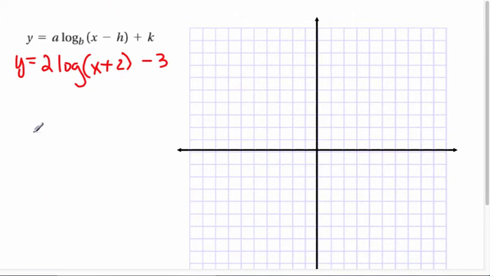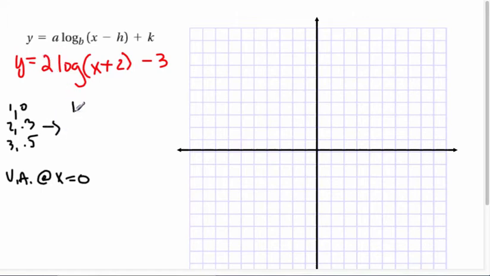So if you'll remember, my previous xy table was 1 and 0, 2 and 0.3, and 3 and 0.5. And I had a vertical asymptote at x equals 0. So the first thing we're going to do is I'm going to apply this 2. So that's going to get me 1, 0, 2 and 0.6, and 3 and 1. Then I'm going to apply h and k. I'm going to move all the x values left 2. Don't forget this is opposite keep. Opposite keep. So move all the x values left 2. So that's going to get me negative 1, 0, and 1.